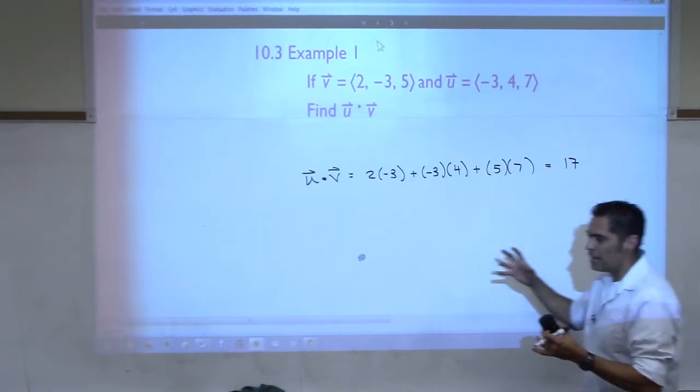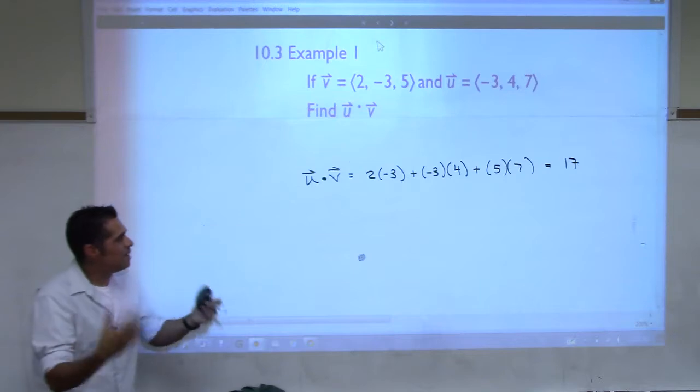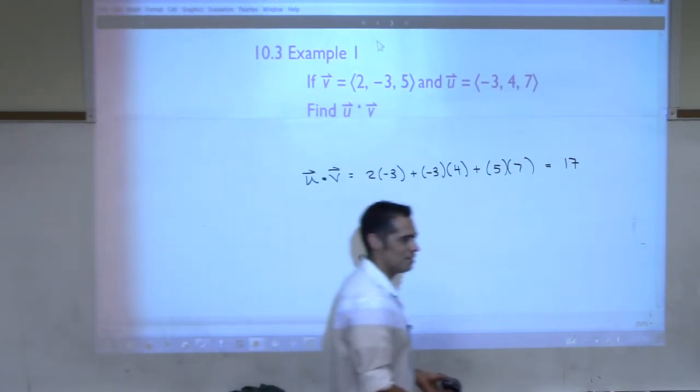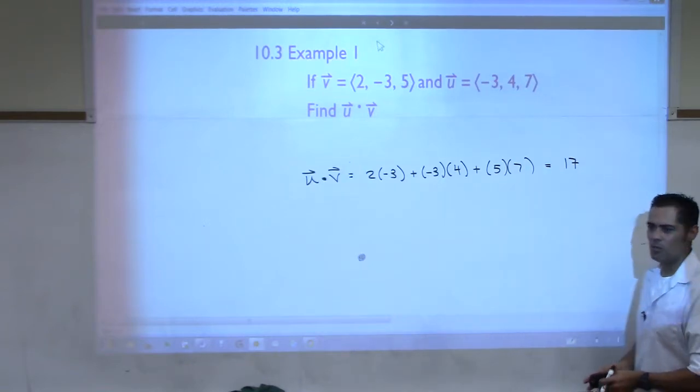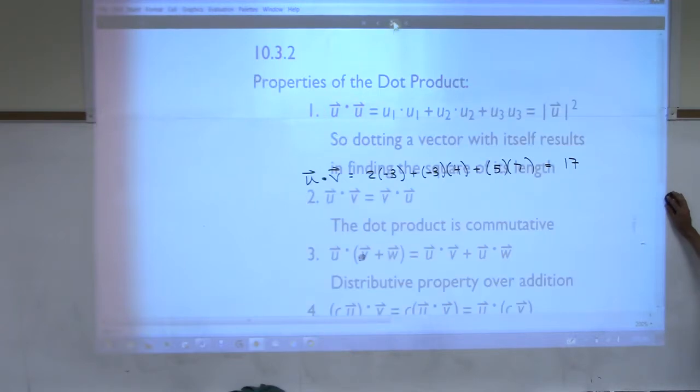So we took these two vectors that live in three-dimensional space, we took the dot product, and it spit out 17. And we're like, well, so what, right? What does that mean? Who cares? Like, what is the value? That's what you're asking, what does 17 represent? All right, so I'm going to try to answer that.